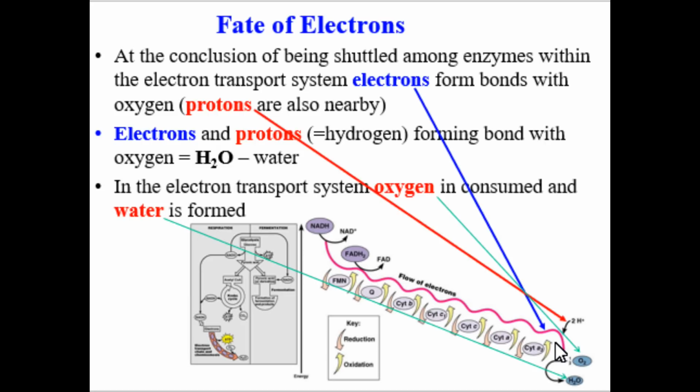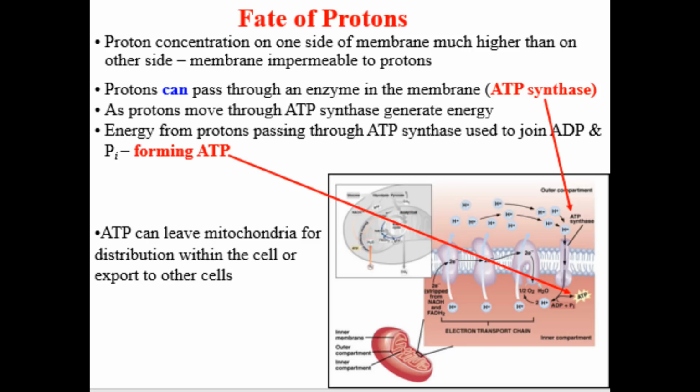We can use that water. We can get rid of that water. It's a good byproduct of cellular respiration. That one of the waste products is water, because there's not much of a waste product at all to us. Okay, so we saw what happens with these electrons. Now let's look at what happens to these protons.